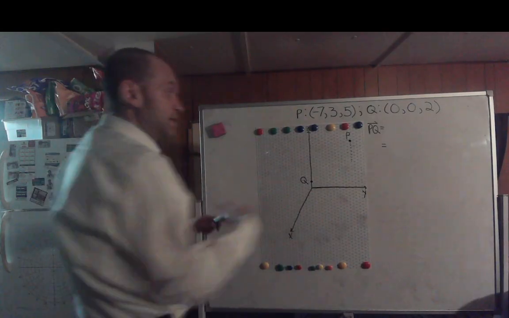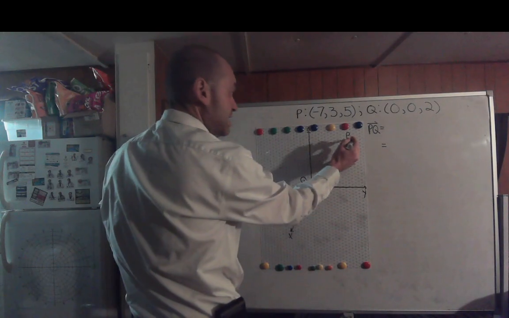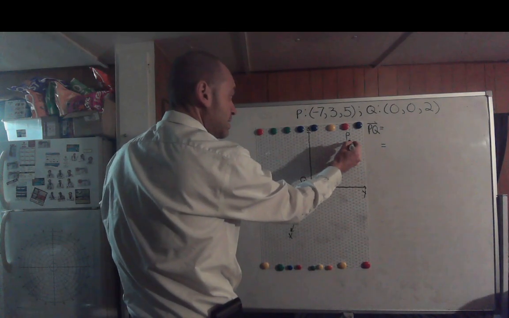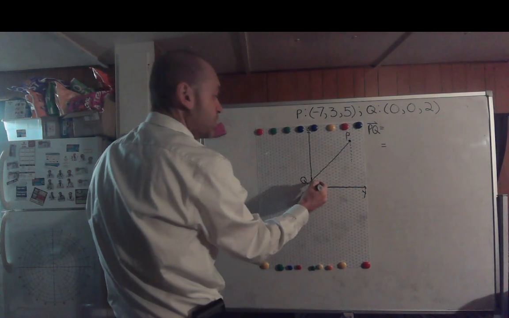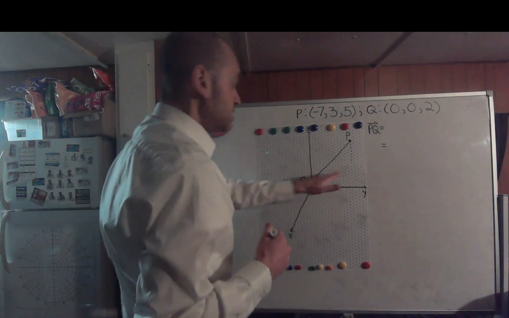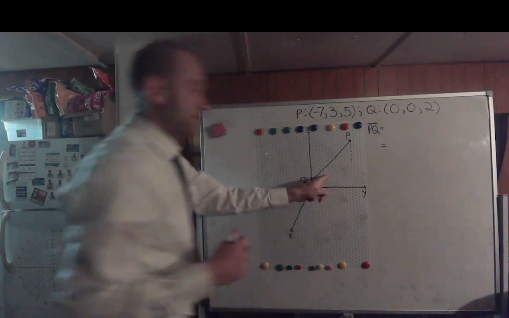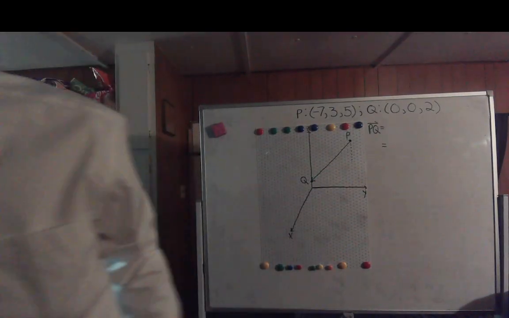So point P is my initial point, Q is my terminal point. I'm going to take the tail of the arrow at point P, draw it to point Q, and put the head of the arrow at point Q to denote that's where I stopped. So now I have illustrated vector PQ in the graphical sense.